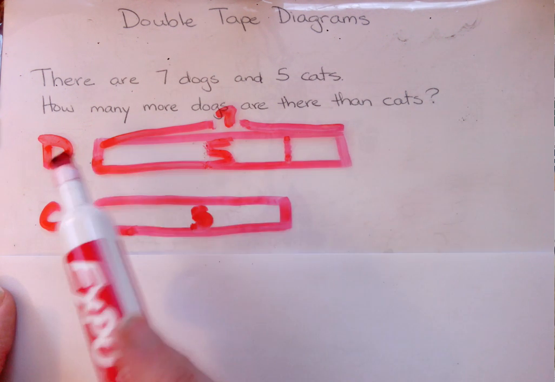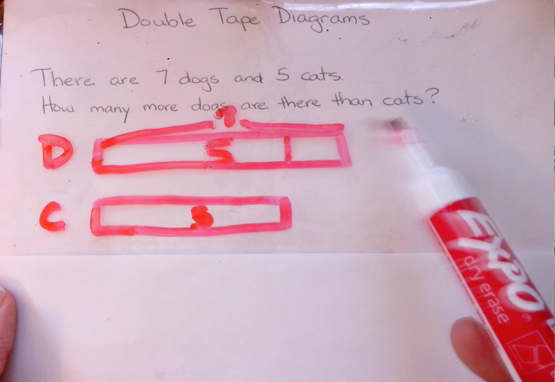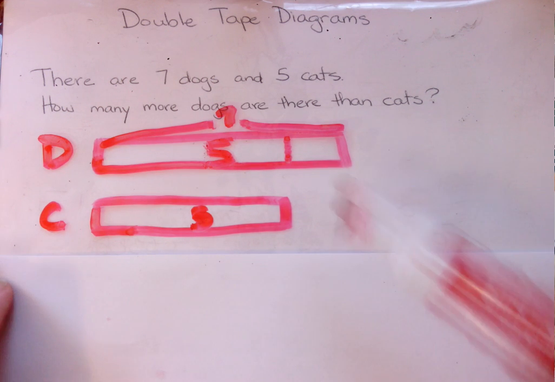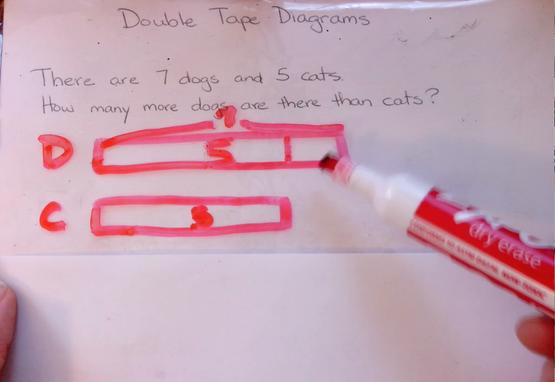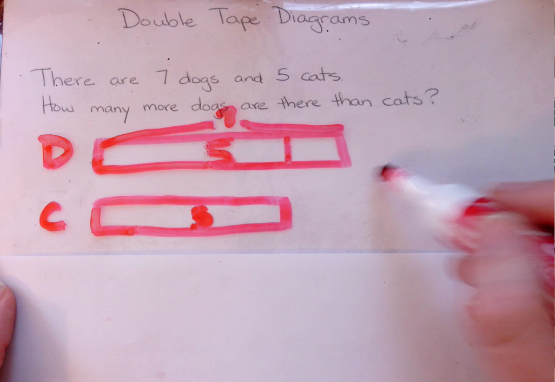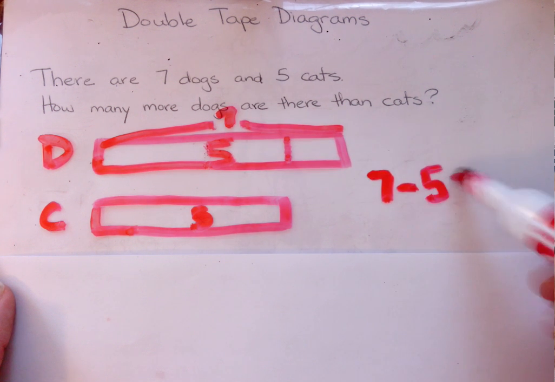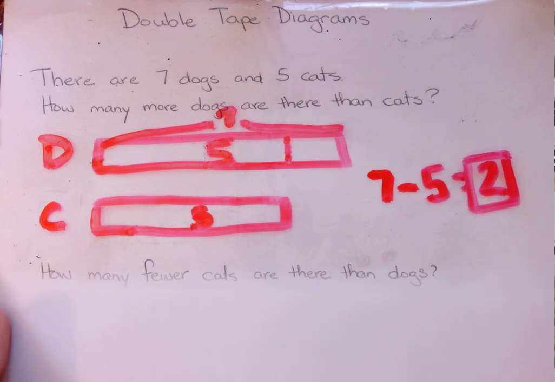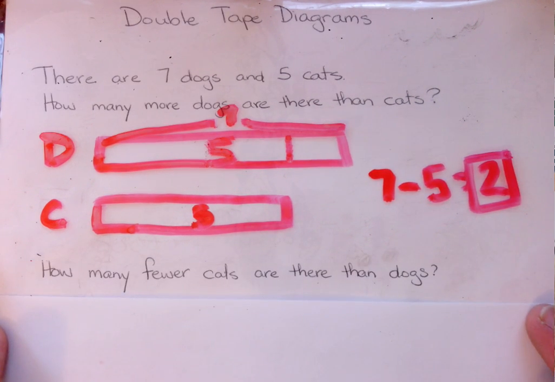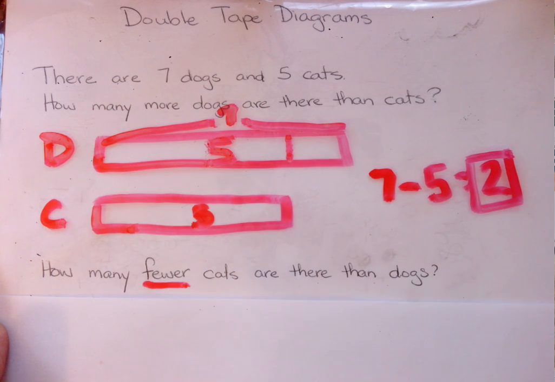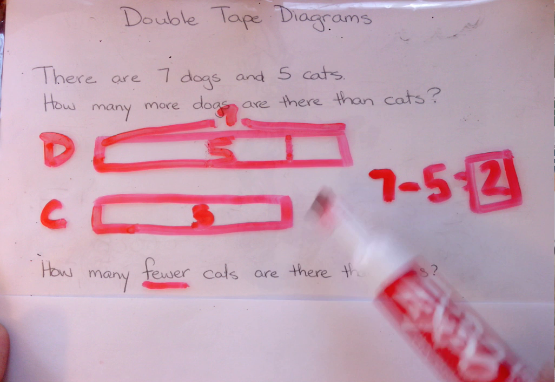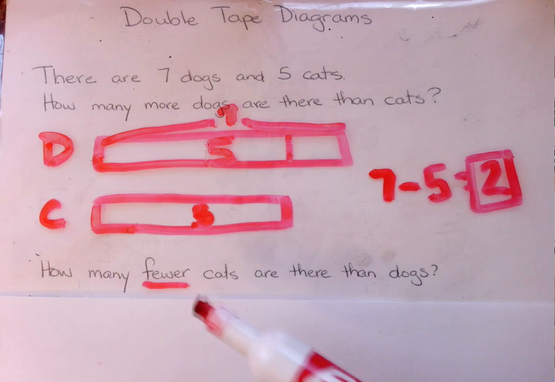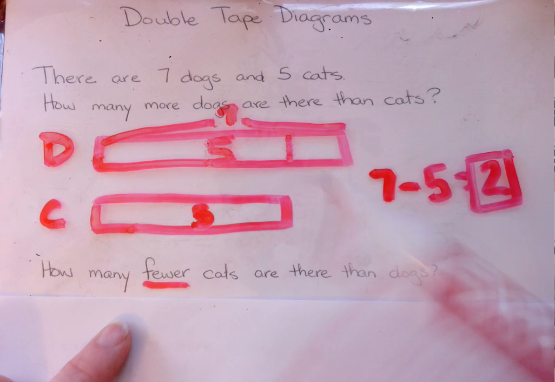So in this case, how many more dogs are there than cats? A student can visually see they have a total for the tape and one part. They can see that they will do 7 minus 5 equals 2 to find that there are 2 more dogs than cats. A little harder problem is when we ask how many fewer cats are there than dogs. Fewer is a little bit more challenging for students. They need to recognize that that means less, or the same idea of less.